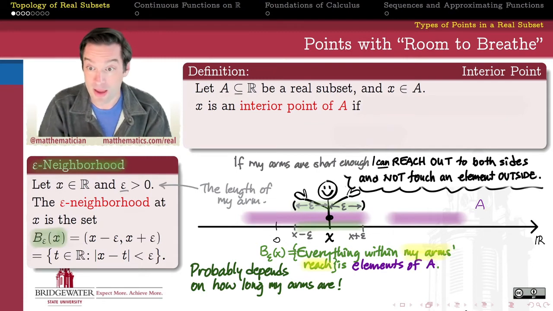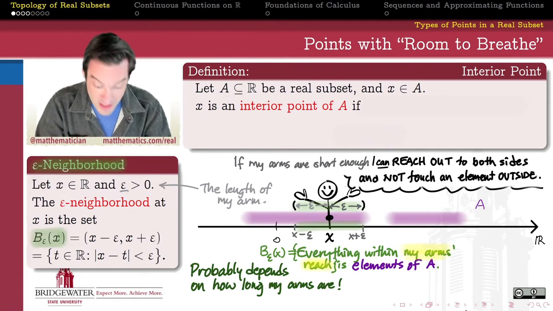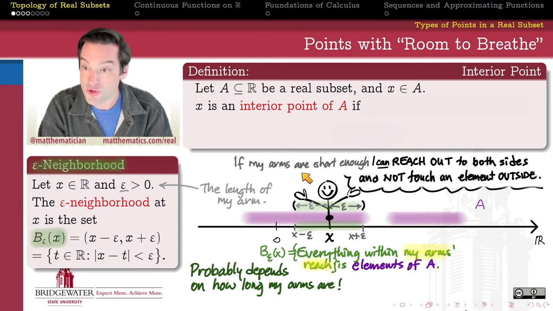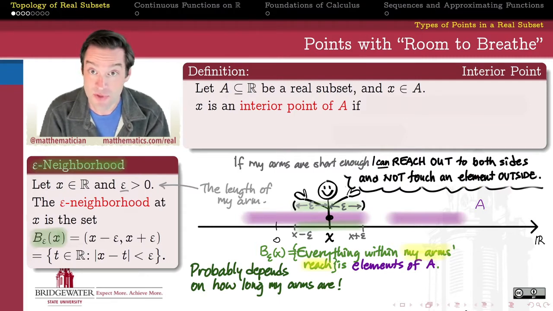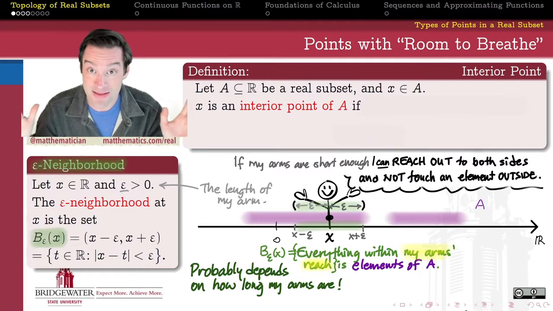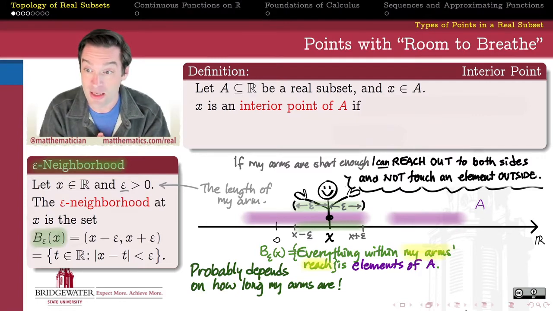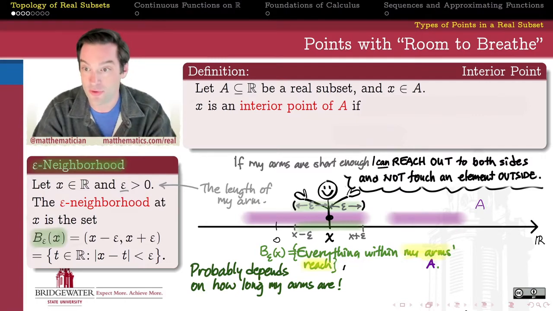So we want to call x an interior point of A if it's true that if my arms are short enough, I can reach out to both sides of myself and not touch anything that's outside of the set A. So all of me, my arms, my hands, everything that I can touch is all elements of A. That's what it's going to mean to be an interior point.